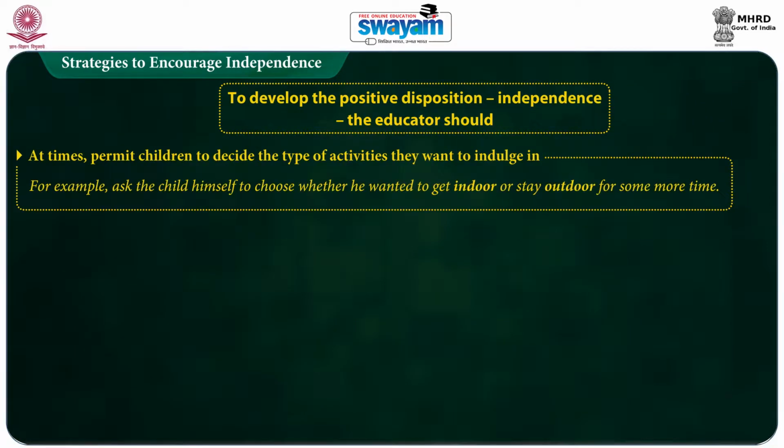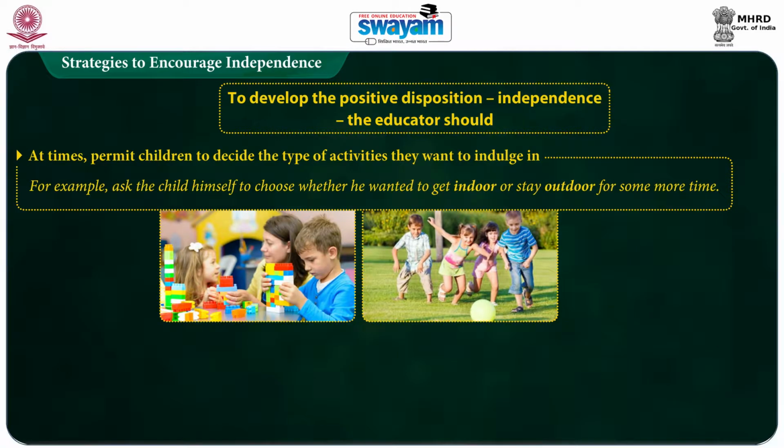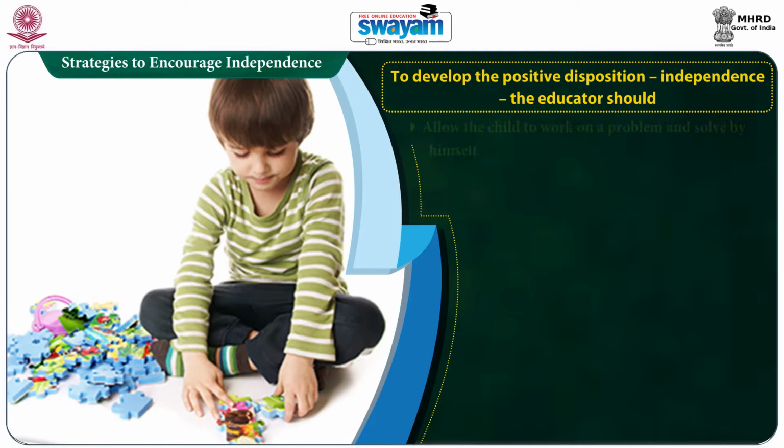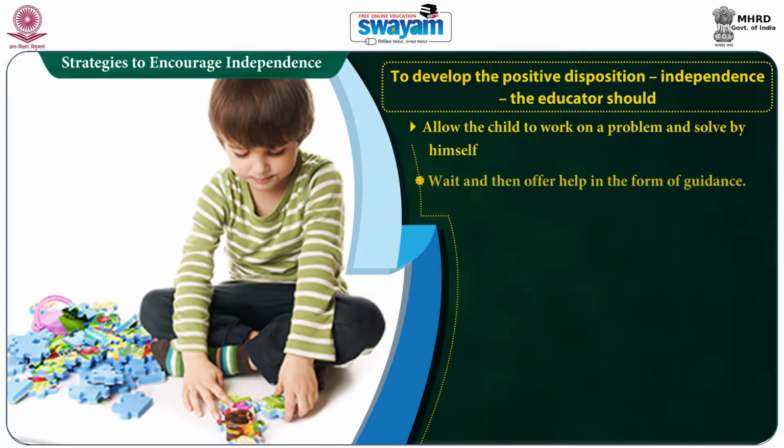At times, permit children to decide the type of activities they want to indulge in. For example, ask the child himself to choose whether he wants to go indoors or stay outdoors for some more time. Allow the child to work on a problem and solve it by himself. Wait and then offer help in the form of guidance. For example, in solving a puzzle, ask the child to specify the portion he wants help with after allowing him to manipulate it for some time.